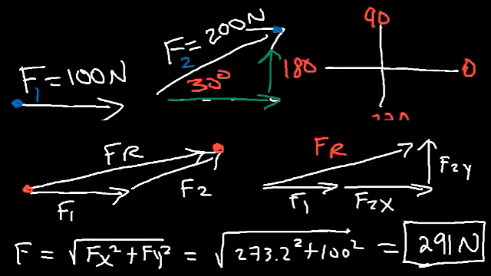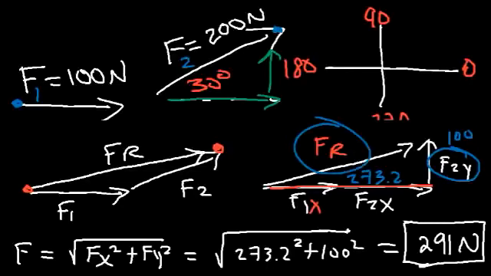So F1x plus F2x, this distance, that's 100 plus the 173. So the x part of the triangle is 273.2. The y part of the triangle, which is F2y, that's 100. So that's why we were able to use the Pythagorean theorem to calculate FR.